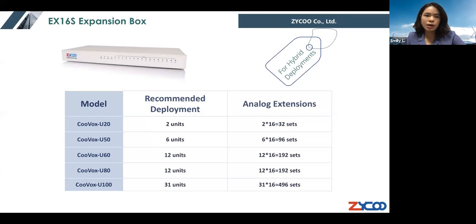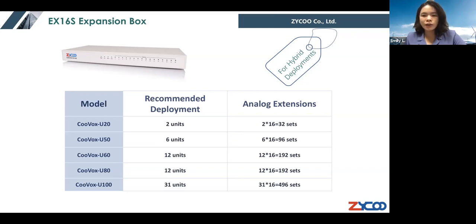Then here comes our EX16 Expansion Box. This expansion box is designed to add another 16 FXS ports that you can use to connect your analog phones. If you have a whole bunch of analog phones, you can use this expansion box as an extension. I have provided a basic table here.